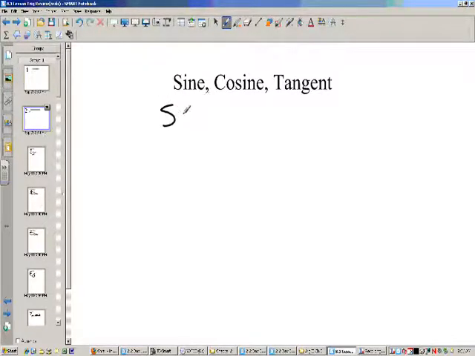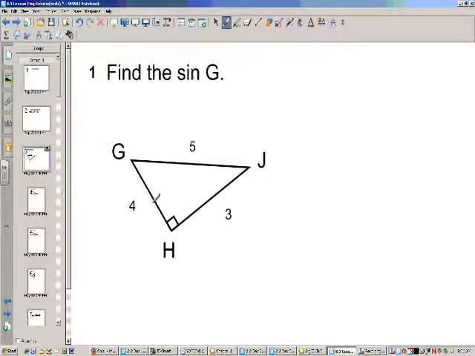And all of you guys know sine is opposite over hypotenuse, cosine is adjacent over hypotenuse, and tangent is opposite over adjacent, or the old SOHCAHTOA. If you don't know it, you should learn this as quick as possible.